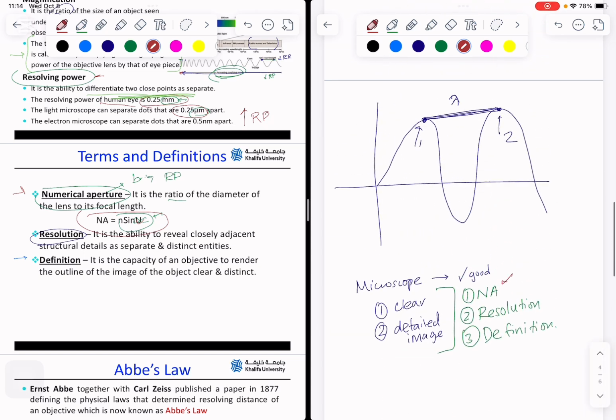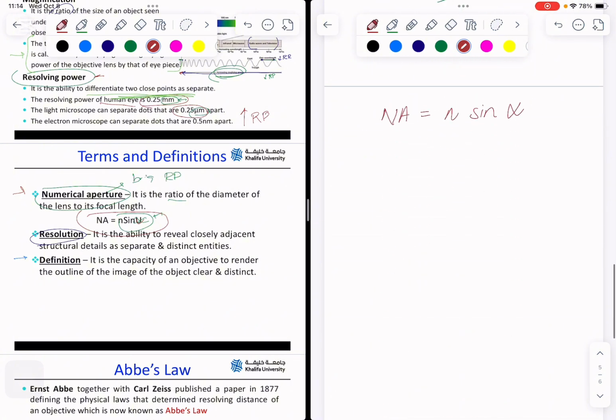We have two parts of this equation. We have the N and we have the sine alpha. What the N is, basically, is the refractive index. What I mean by refractive index is how much this medium tends to bend the light, or whatever is passing through, okay? So for example, in air, we have a refractive index of 1.